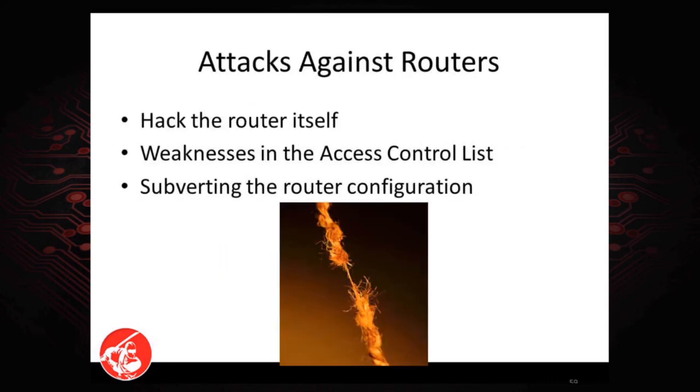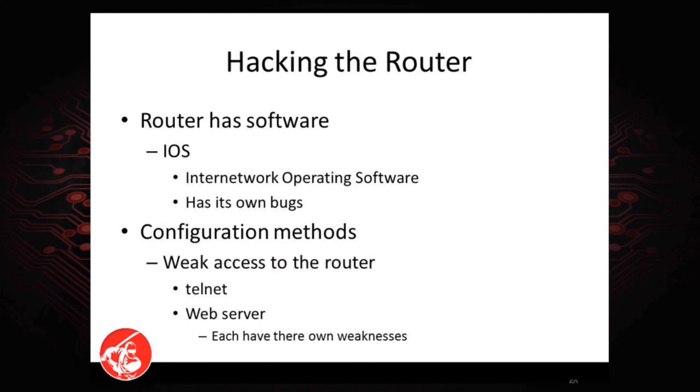Attacks against routers. We can hack the router itself. We can look at weaknesses in the access control list, which is quite common, or we can subvert the router configuration. And it's about the only thing we can do against a router. Well, the good news is the router has software. It has an IOS, Inter-Network Operating Software, and it has its own bugs. Configuration methods, weak access to the router, telnet or clear text methods to the routers can be intercepted, and we potentially can compromise the password and get in that way. Or the web server. If they're running a web server on the device, it could have its own weaknesses too. So the software within the router itself might give us a vulnerability that we can use to gain access to the router itself.